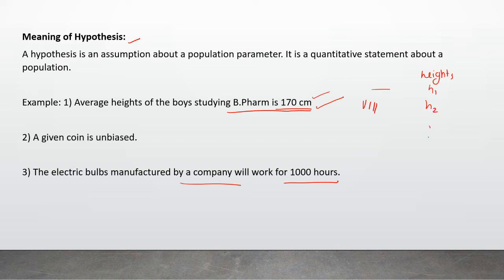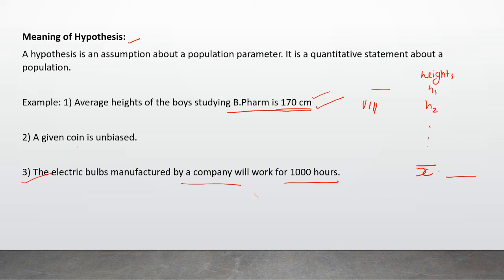H1, h2, h3. I'll take the mean of that. We know very well how to take the mean, and I'll check that. This will be my practical example. Now, for the example that the electric bulbs manufactured by a company will work for 1000 hours, one procedure is taking all the bulbs and checking whether they really work for 1000 hours or not. But this is not a feasible thing.